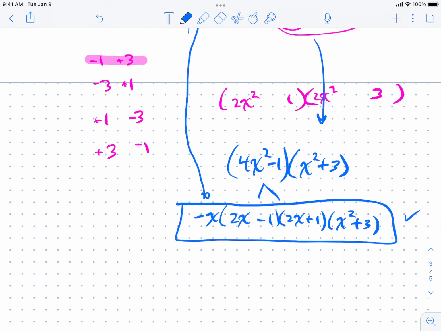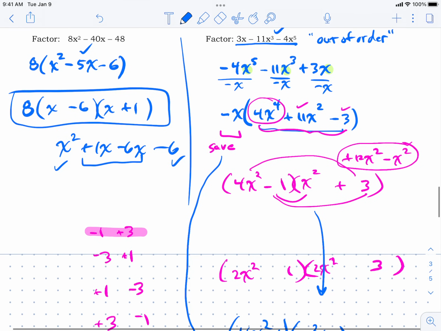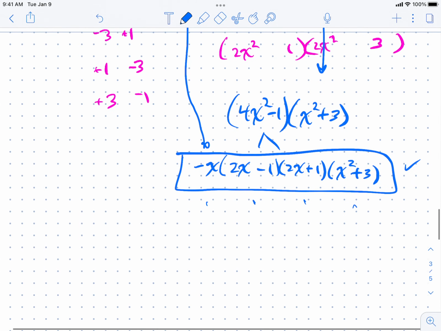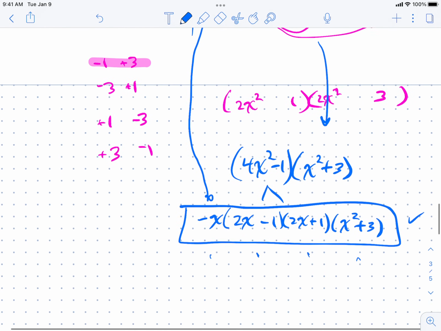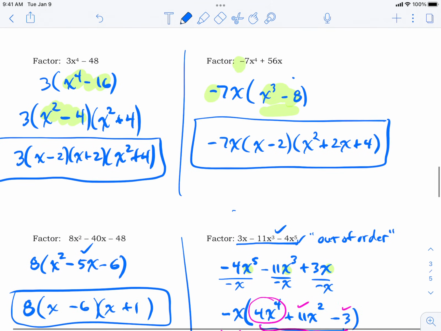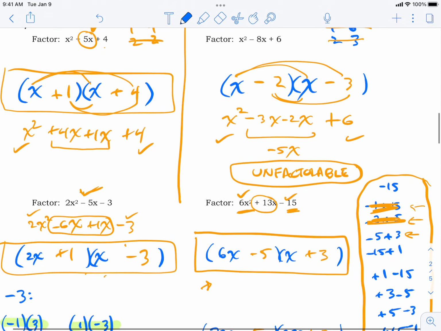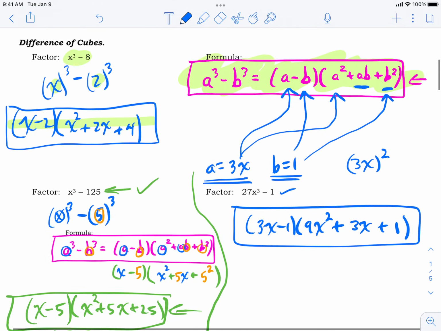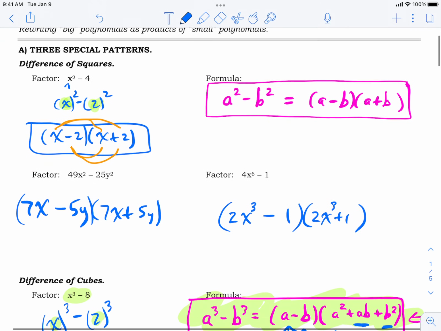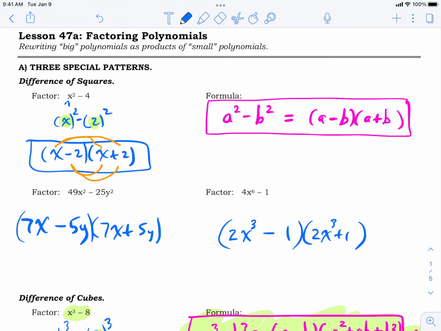Now, if you want a real nice exercise, try multiplying all these things together and make sure you get back what we started with up here. It'll work. Okay, so there's our review of the major factoring methods for polynomials. 47b, by the way, is going to be factoring by grouping. I decided I would split that off separately because it's kind of its own thing. But okay, cool.